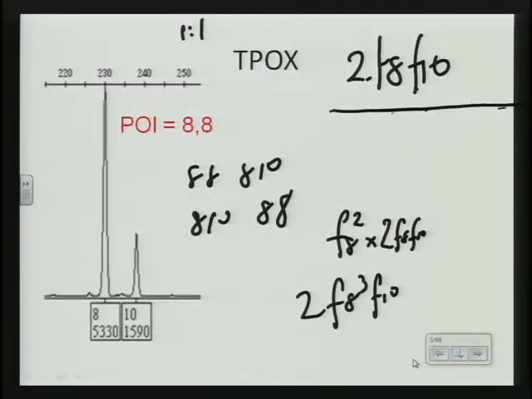Okay, we end up with 2 F8 F10 divided by 4 F8 cubed F10. Doing it that way round.